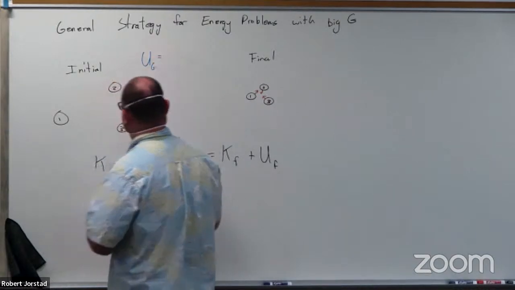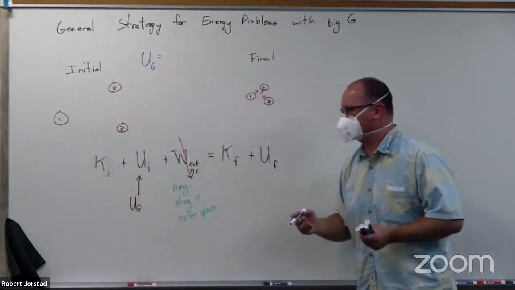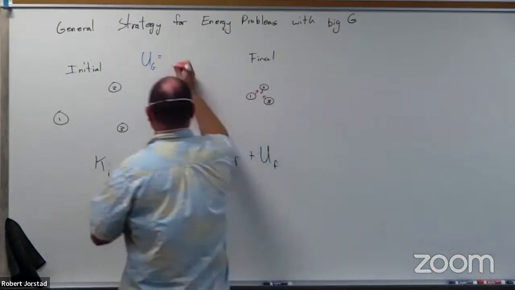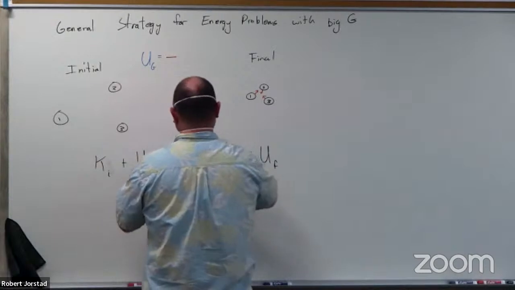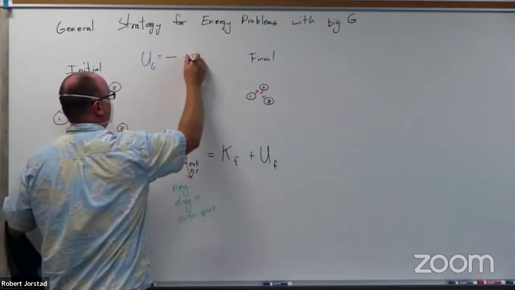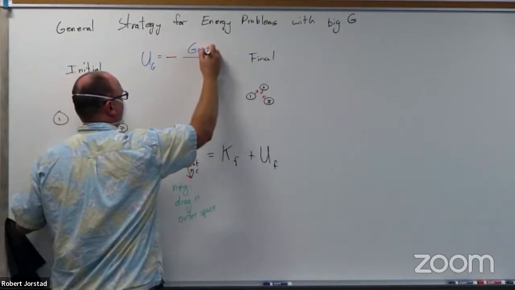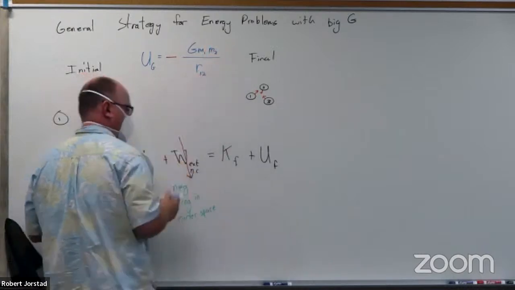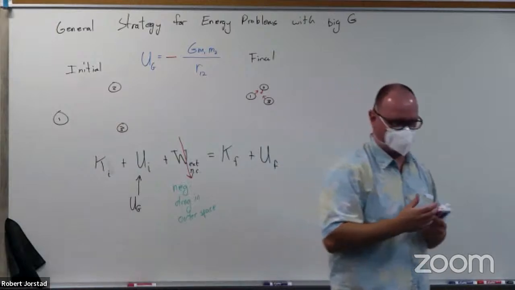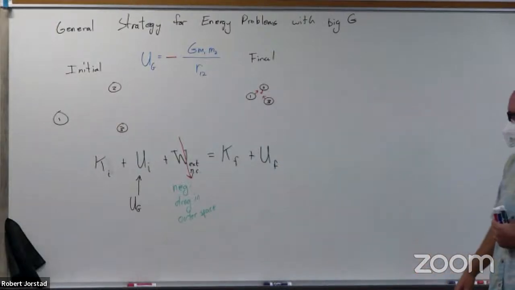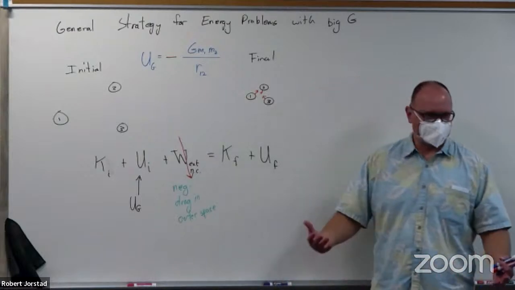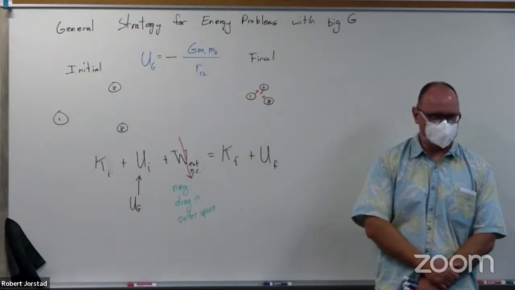For big G? Instead of mgh, we used negative something. What was it? GMm. Got it. And it was R to the first power, not R squared. The force has the squared in it. So at this point, it's pretty straightforward. Do you agree? We just plug it in.